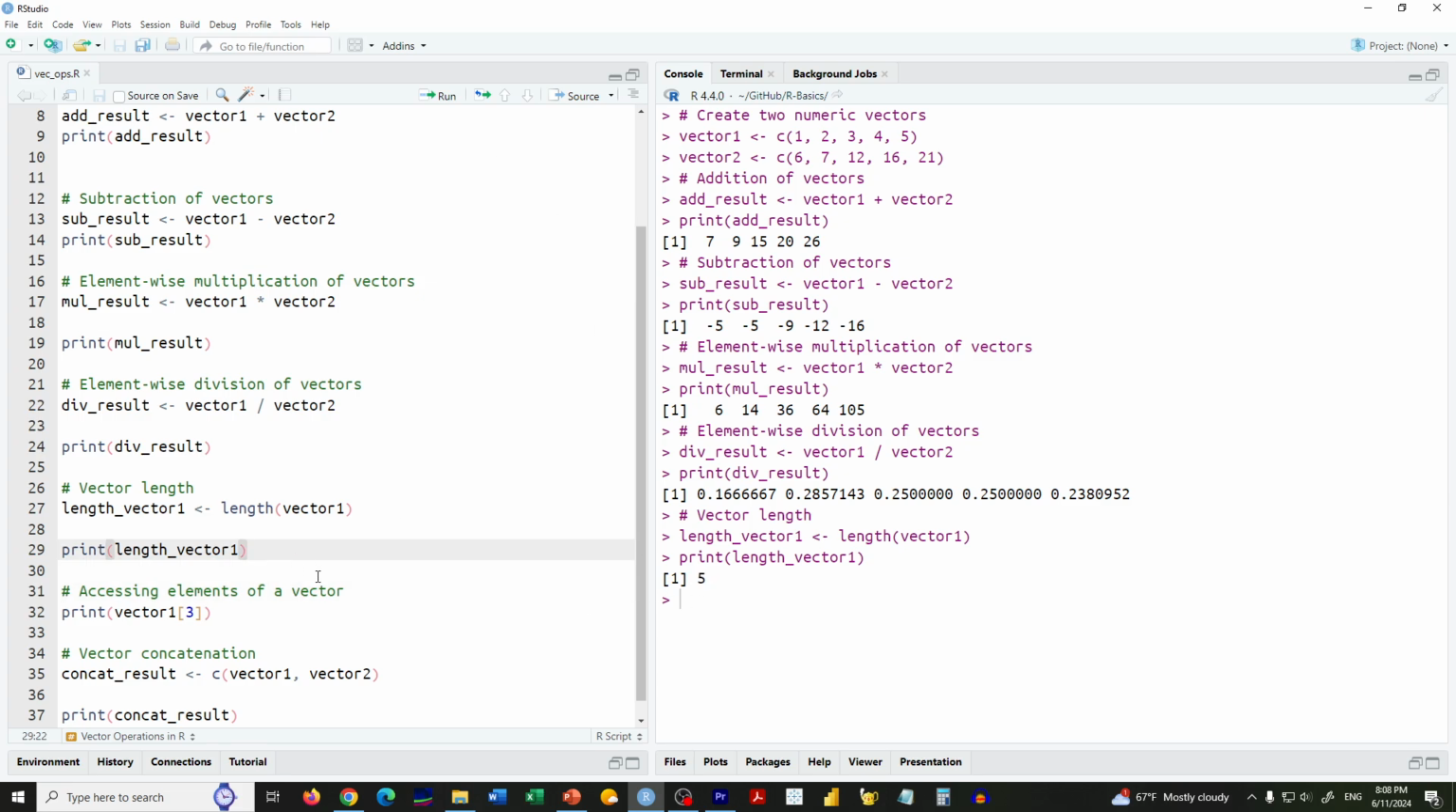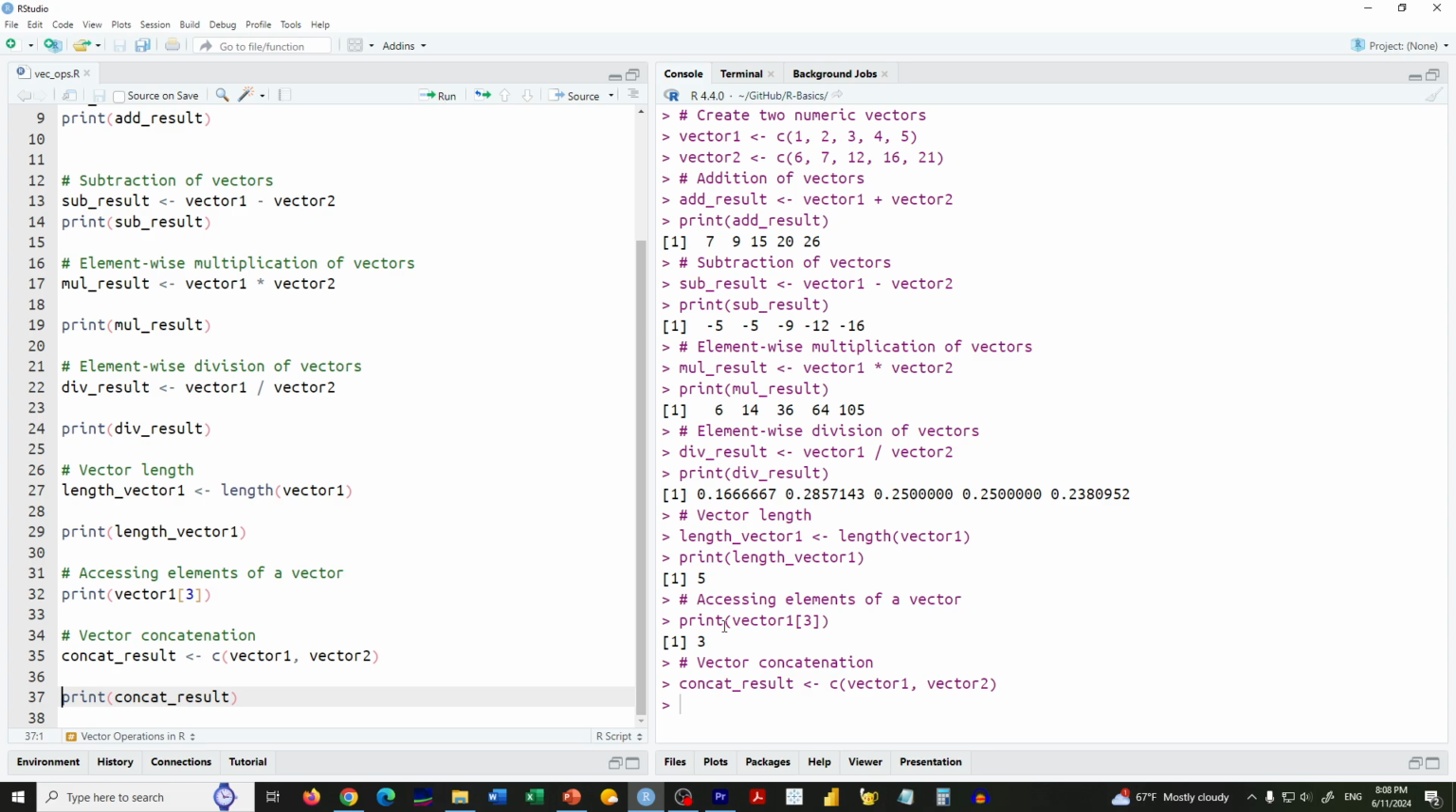Let's say you want to access a specific element of a vector. Let's say in vector 1, you want to look at which one is the third element. So here we have this vector 1. We know that the third element is 3 in vector 1. So the way you write this is you write in square brackets the index of that element. The index of that element is 3. It means the position of that element is 3 and you want to figure out what is the value of the third element in vector 1. So in this case, when you run this function, you see that the value is 3.